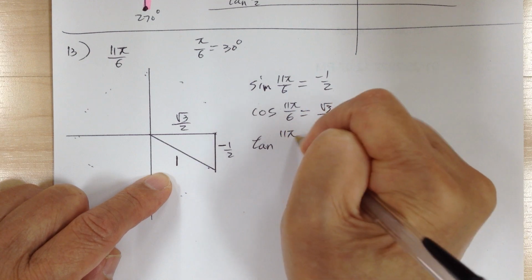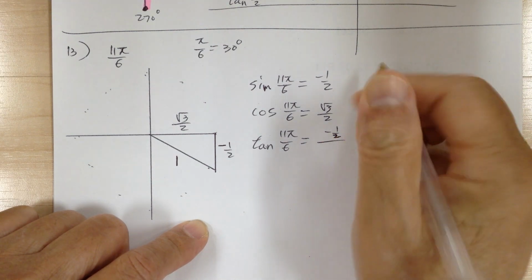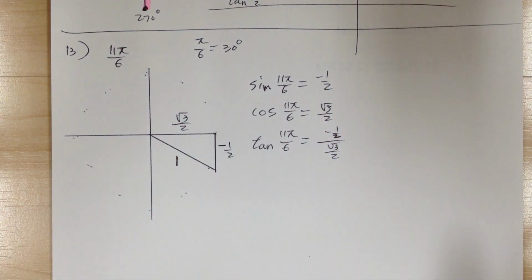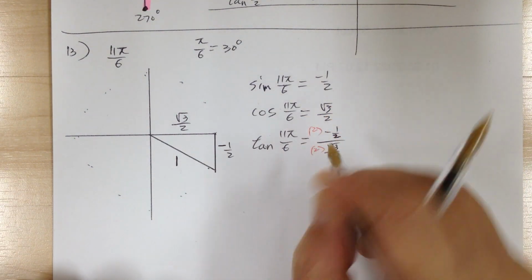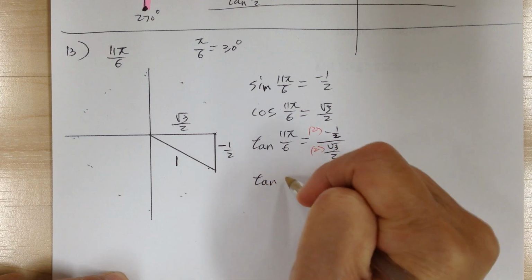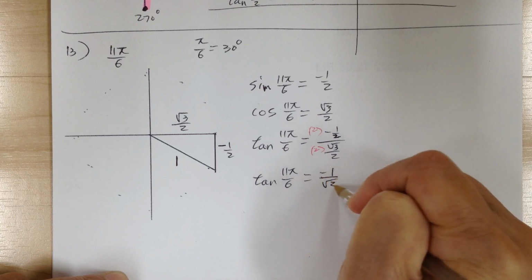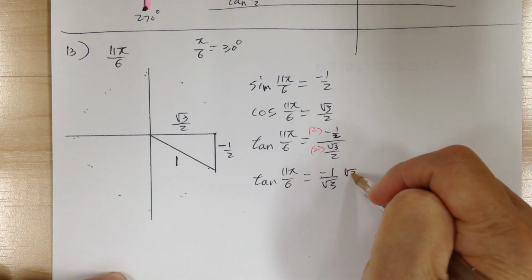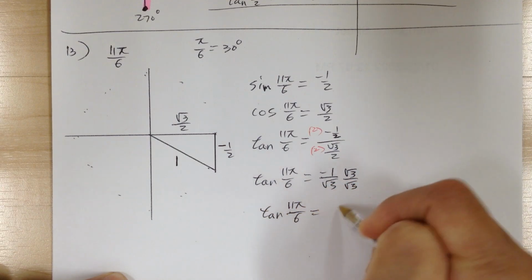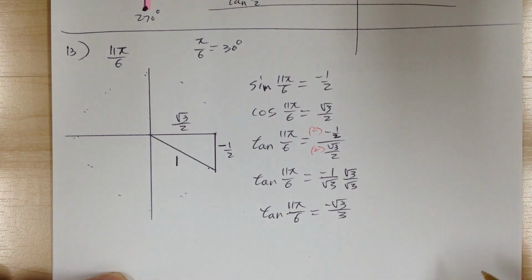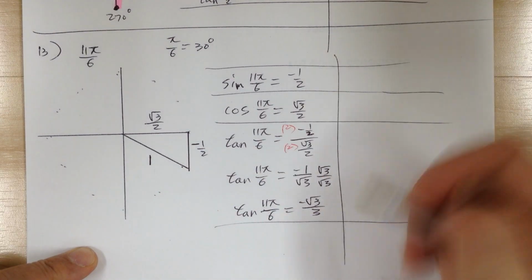And tangent of 11 pi over 6 will equal to this over that, so it'll be negative 1 over 2 over square root of 3 over 2, and you multiply by the common denominator. So tangent of 11 pi over 6 equal to negative 1 over square root of 3, and then you have to multiply by square root of 3, square root of 3. So tangent of 11 pi over 6 equal to negative square root of 3 over 3. Okay? Okay, so now we can get the other 3.